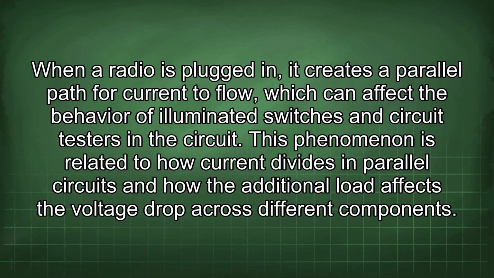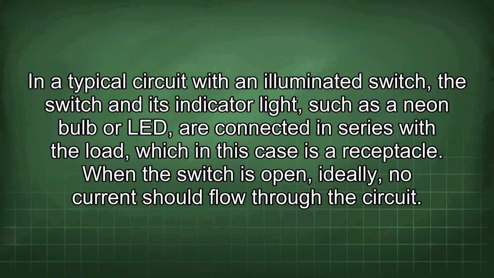When a radio is plugged in, it creates a parallel path for current to flow, which can affect the behavior of illuminated switches and circuit testers in the circuit. This phenomenon is related to how current divides in parallel circuits and how the additional load affects the voltage drop across different components. In a typical circuit with an illuminated switch, the switch and its indicator light, such as a neon bulb or LED, are connected in series with the load, which in this case is a receptacle.